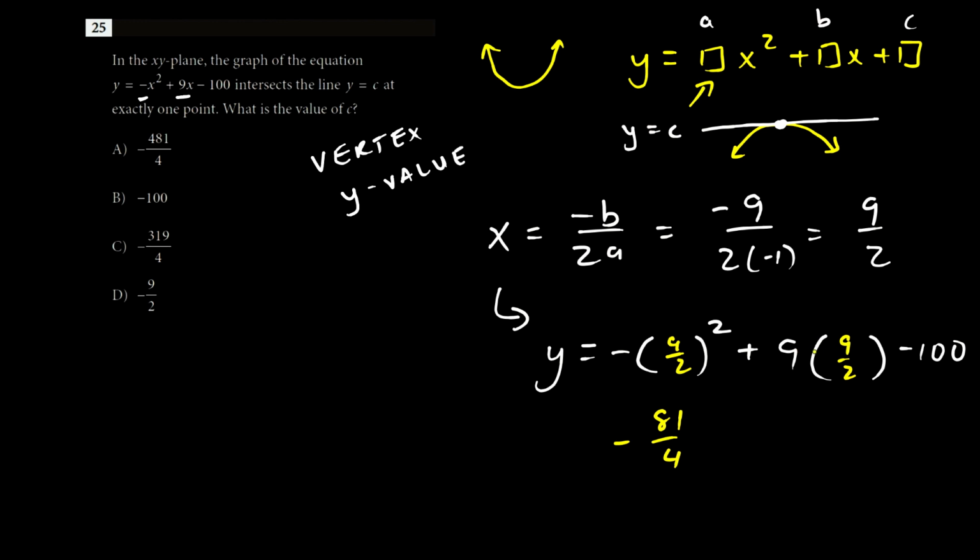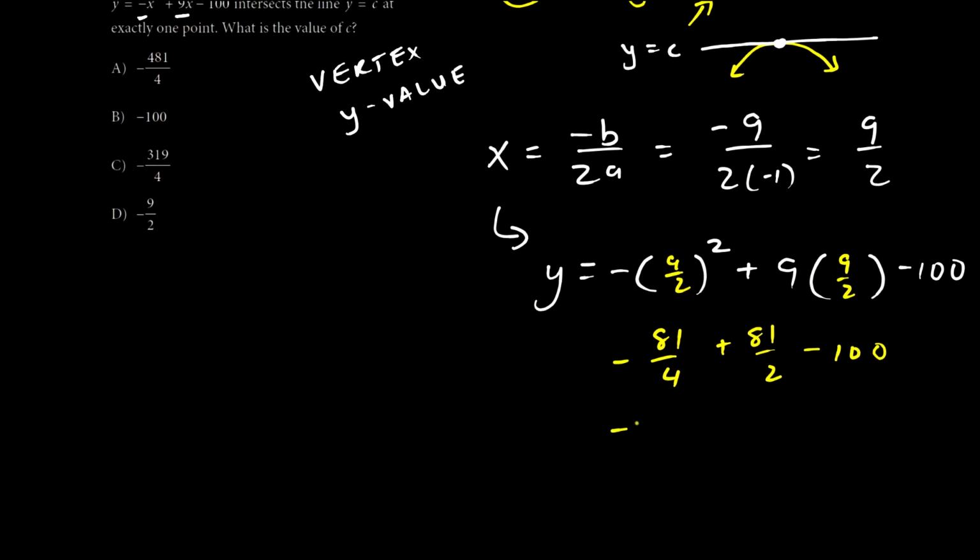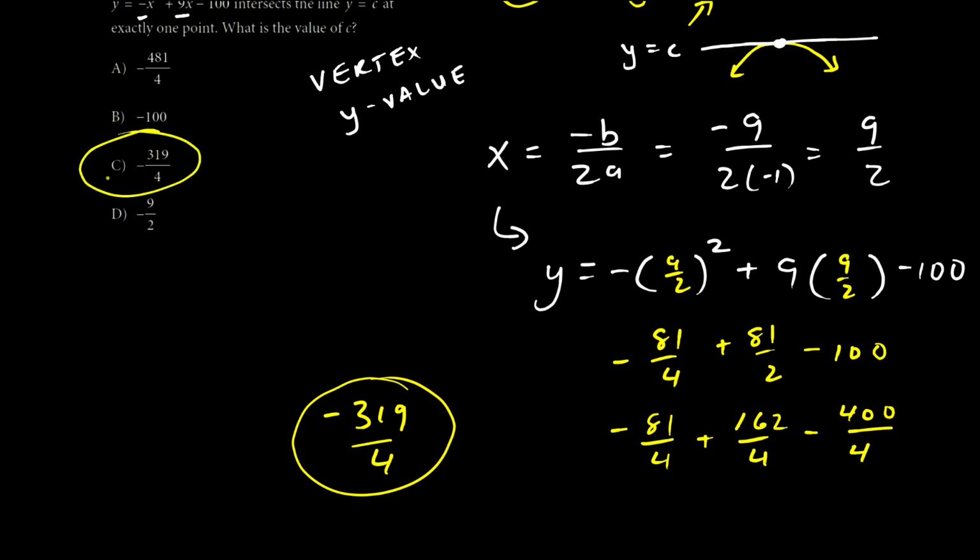And then here, we're going to have plus 81 over 2 minus 100. If we're going to do this without a calculator, we can say minus 81 over 4. Common denominator, we need a 4, so multiply by 2, and we have 162 over 4. And if we rewrite 100 using 4 in the denominator, that's 400 over 4. And we just do negative 81 plus 162 minus 400, which brings us to negative 319 over 4. Again, calculator will make that easier, but there's something satisfying about doing it by hand.